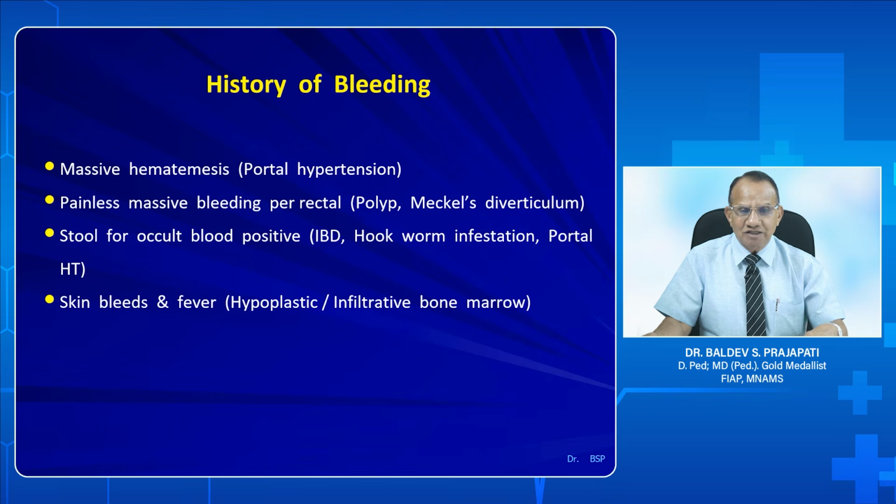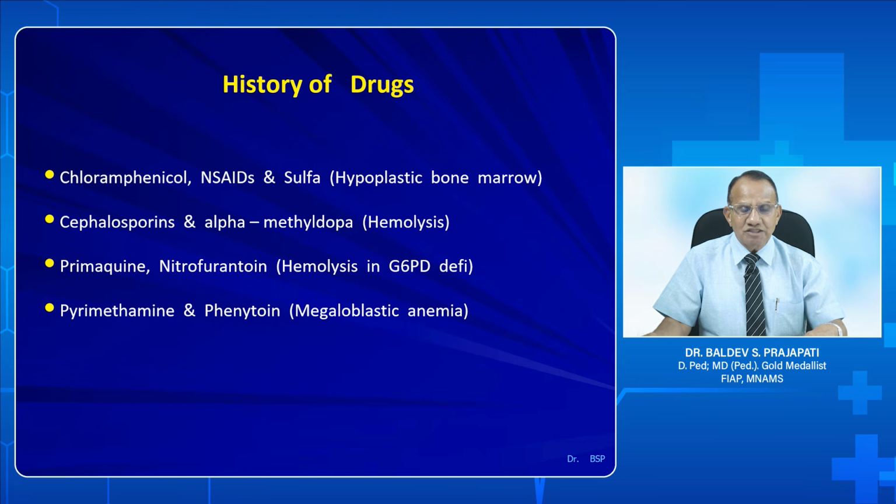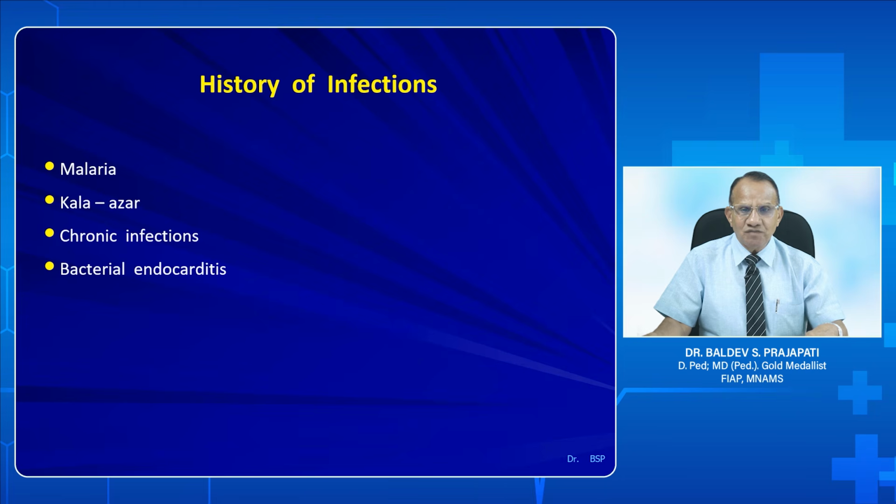Skin bleeds and fever may be due to hypoplastic or infiltrative bone marrow conditions. Some very important drugs, like chloramphenicol and non-steroidal anti-inflammatory drugs, may cause hypoplastic bone marrow. Cephalosporins and alpha-methyldopa are known to cause hemolysis. Primaquine and nitrofurantoin will precipitate hemolysis in a case of G6PD deficiency. Pyrimethamine and phenytoin are known to cause folic acid problems and megaloblastic anemia.